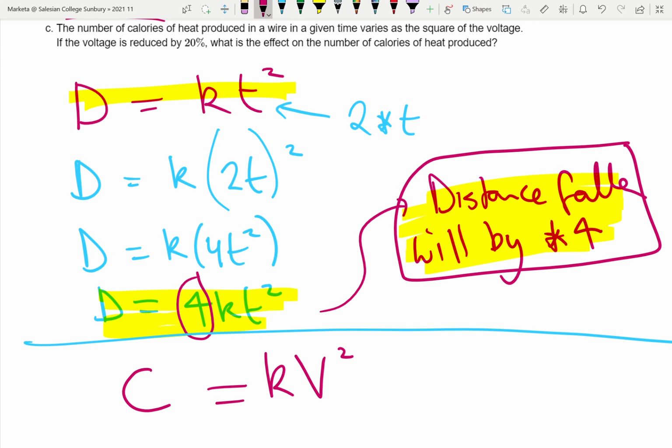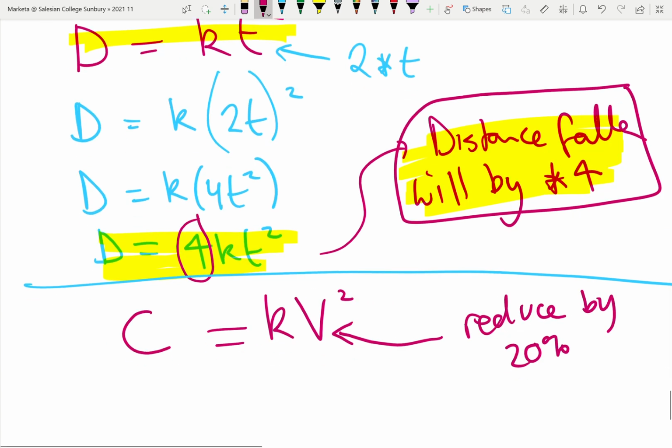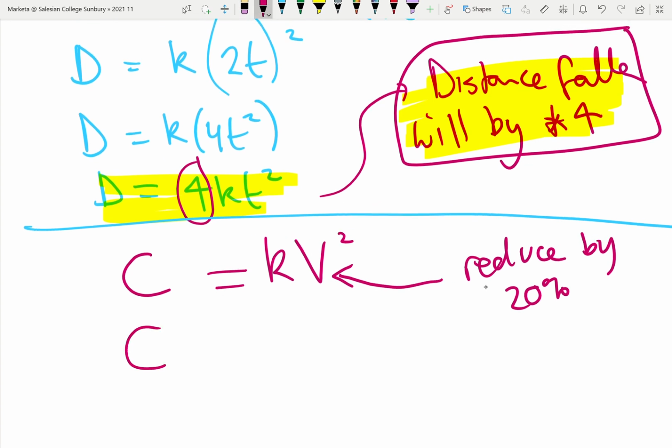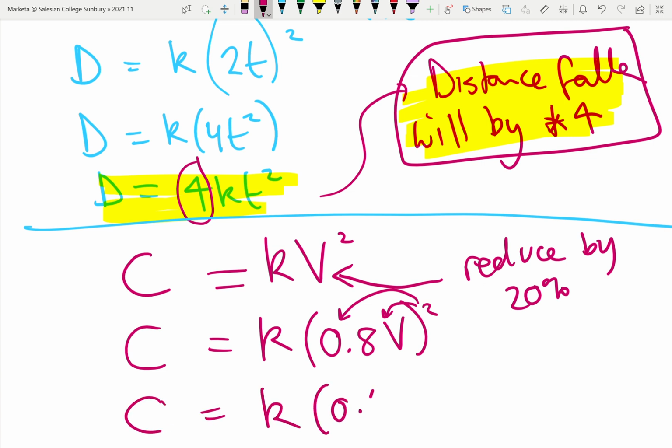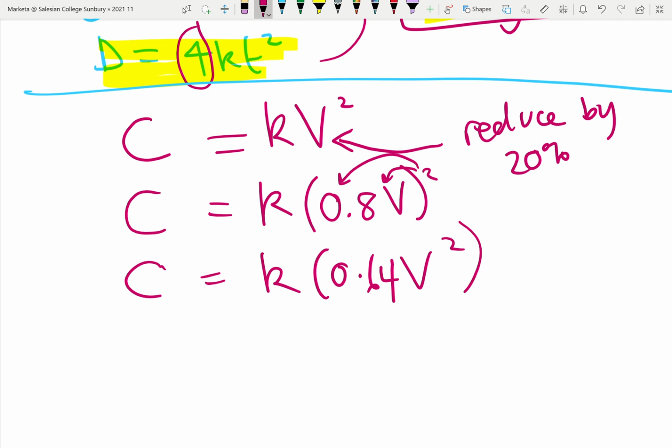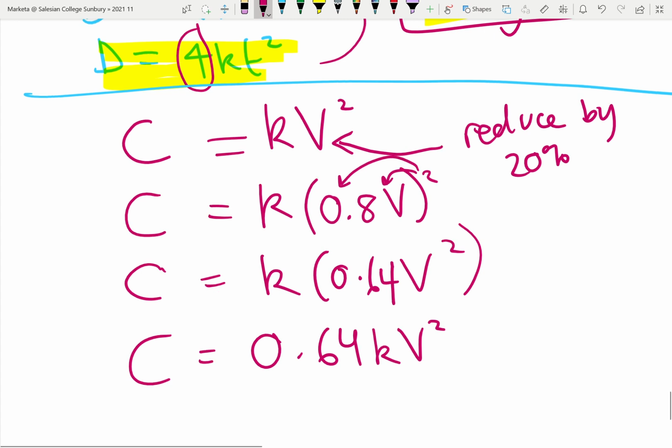Okay, so if we are going to reduce it by 20%, reduce by 20%, then what's left? 80% is left. So that means we've got C equals K. Our new voltage there is going to be 80% of the voltage, or 0.8 of the voltage, and squared. So now we should be able to square this. Don't forget you're squaring the 0.8 as well. 0.8 squared is 0.64. And then, that's going to be C equals 0.64 kV squared. So here is our equation once we have reduced the voltage by 20%.